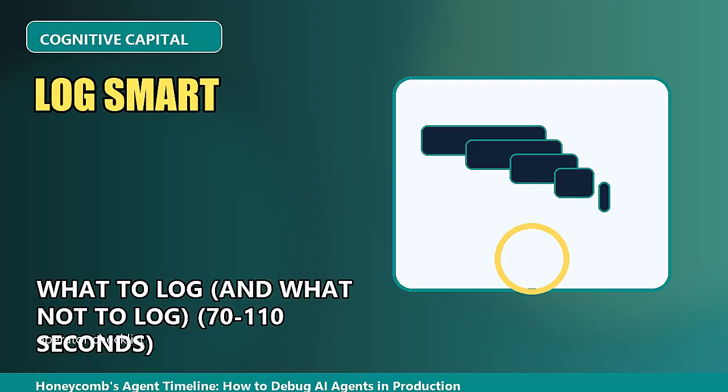Honeycomb says it's treating Gen AI attributes as first-class telemetry and aligning with OpenTelemetry's Gen AI semantic conventions, including Gen_AI attributes. Practically, here's the checklist.